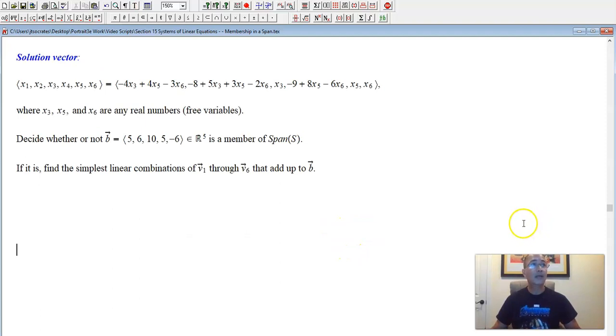But let's remember that our original question or goal was to decide whether or not our vector B is a member of the span of S. Now, we were able to find solutions for x1 through x6, so the answer is yes. It is a member of the span. And now that we know that, we want to find the simplest linear combination of v1 through v6 that add up to B. Now, as we said in the last video, the simplest solution can be obtained by setting all the free variables equal to 0. So we will set x3, x5, and x6 all to 0.